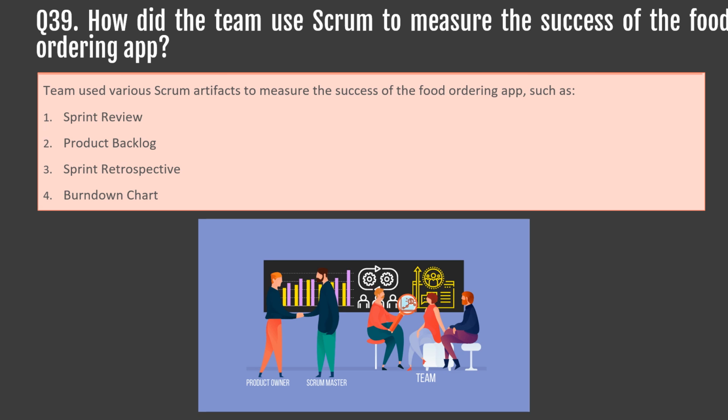Burndown chart. The team used a burndown chart to track the progress of the project and measure how much work was remaining. This helped to ensure that the team was on track to meet their sprint goals and deliver the product on time. Overall, the team's use of Scrum helped to ensure that the food ordering app was successful and met the needs of the company and customers by enabling continuous feedback, prioritization, and reflection on progress and results.